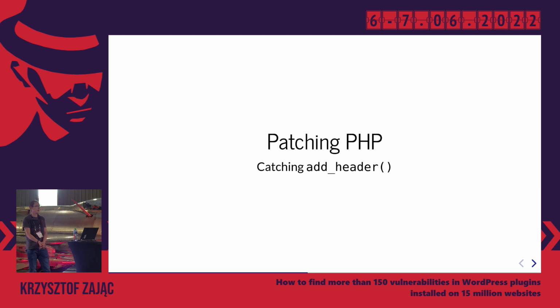Another place where I needed to patch PHP was adding headers, because sometimes a header is interesting from a security perspective. For example, if we are able to trigger adding a location header with arbitrary content, then we have an open redirect vulnerability. Currently I detect only redirects, but still the tool is configurable. So if you have an idea for other headers that are interesting to be detected, then feel free to send a pull request.